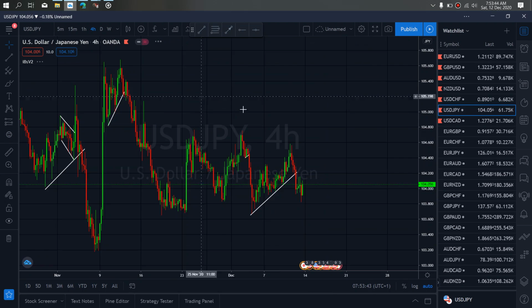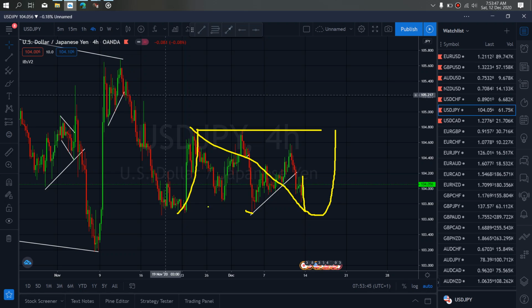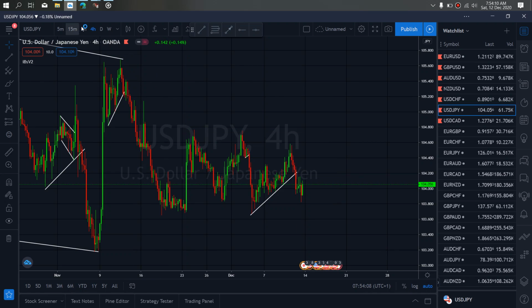If we zoom to 4-hour time frame, this accumulation they did here should drop. They are still accumulating here, should drop or should tag this low and come back upside to make this the A and this the B and then this the C to complete this flat, running flat, and then drop downside. So we want to watch out for that this week on dollar yen.